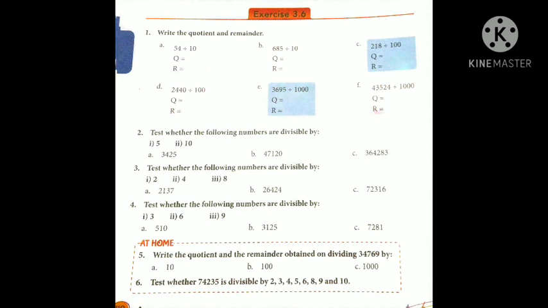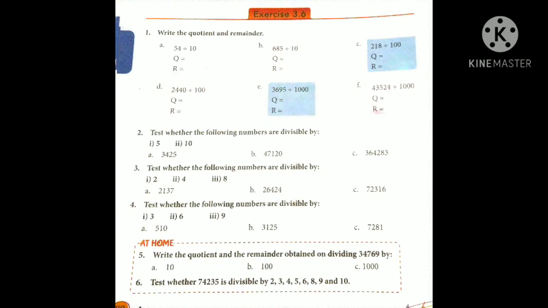Then the second question: test whether the following numbers are divisible by 5 and 10. I will show you how to find out the divisibility test. Then I will show you how to write the steps. Using those steps you can do divisibility by 2, 4, 8, 3, 6, 9 and also 5 and 10. Write the quotient and remainder obtained by dividing by 10. Without division we can do this one. When dividing by 10, we know 9 is the remainder and the other part is the quotient.